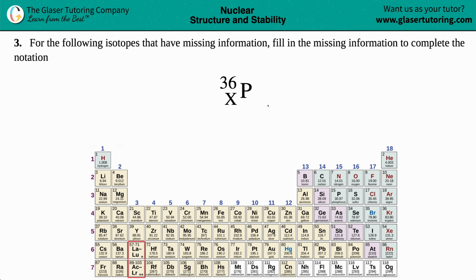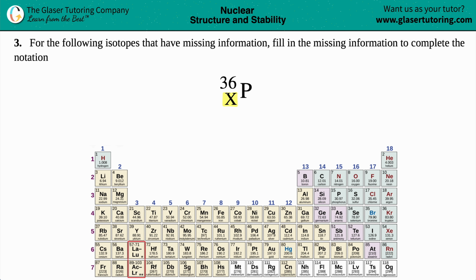Number 3, for the following isotopes that have missing information, fill in the missing information to complete the notation. Okay, so here we have an example where we have a 36 on the top, the X on the bottom, and a P. Now the missing information is this guy right here. Generally speaking, you should have 2 numbers on the left side and the elemental lettering on the right side. So we have to figure out what this numbering is.